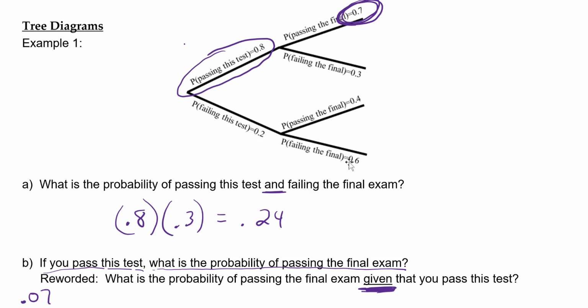I already told you passed the test, so I can ignore the 0.8 because I already passed the test. Now I'm right here, in this spot. Now I say, oh, what's the probability of passing the final? Oh, it's 0.7. Or I put 0.07. It's 0.70. Sorry. It's 0.7. Okay? All right, cool. Let's do it actually a little mathematically.